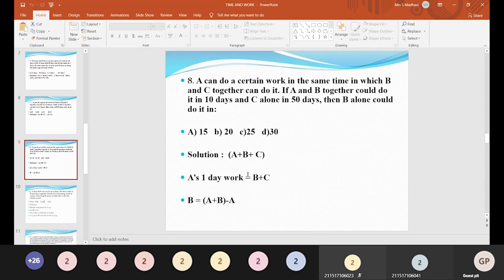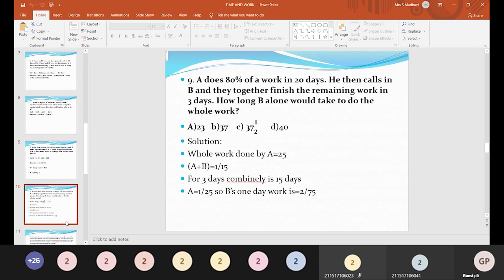Now B's 1 day's work is equal to 1 by 10 minus 3 by 50, which is equal to 2 divided by 50, and B's 1 day's work is given as 1 divided by 25. Now B's 1 day's work is taken as 1 by 25. B alone can do it in number of days means we have to take the reciprocal. Then B alone can do it in 25 days.